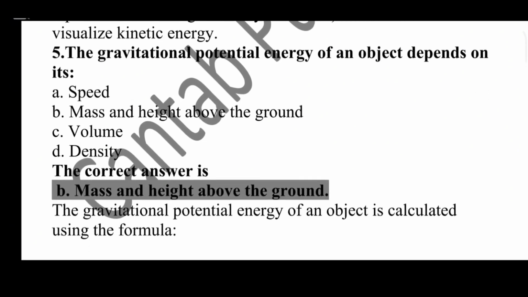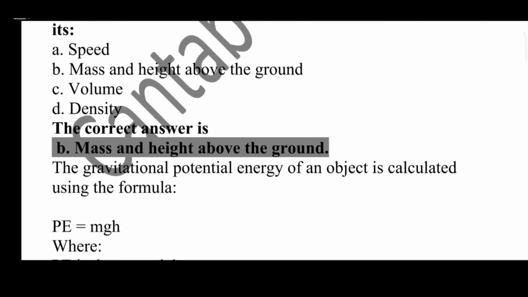Question number 5. The gravitational potential energy of an object depends on its: option A, speed. Option B, mass and height above the ground. Option C, volume. Option D, density. So the correct option is B, mass and height above the ground.